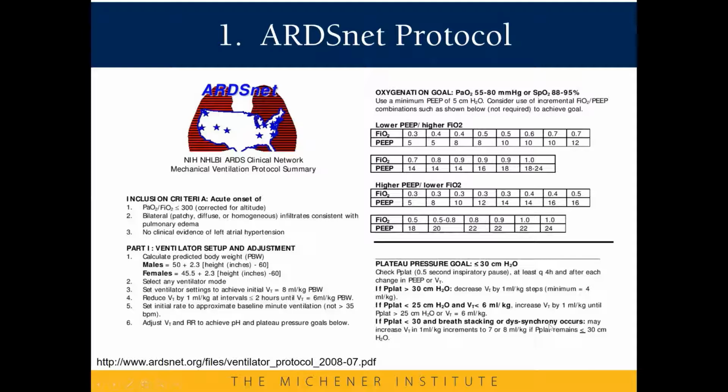And dysynchrony is looking at our patient and our ventilator and looking at our waveforms, and it may be the patient's fighting the ventilator or is very uncomfortable. We need to make adjustments. So they're saying try to increase your tidal volume by 1 mil per kilogram, and to do that to 7 or 8 mils per kilo. But you still need to keep your plateau pressure less than 30 centimeters of water.